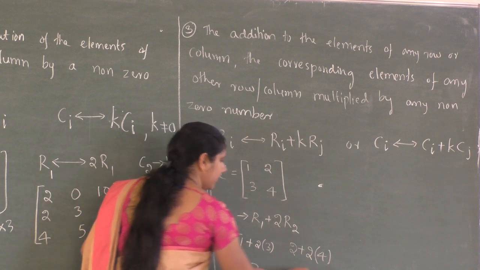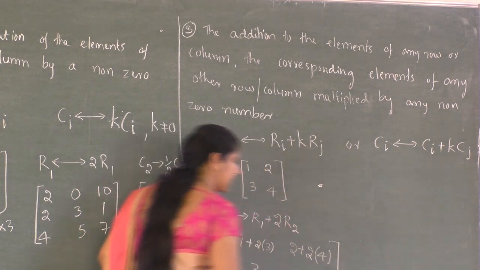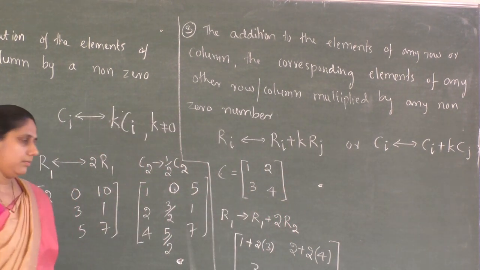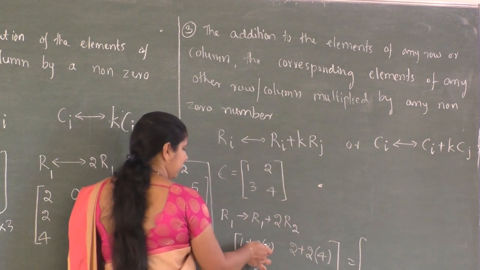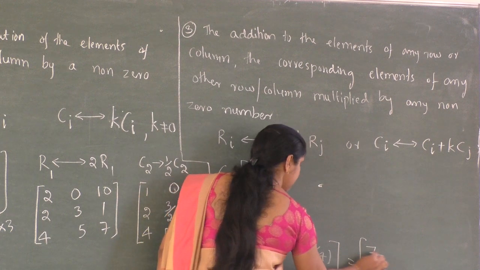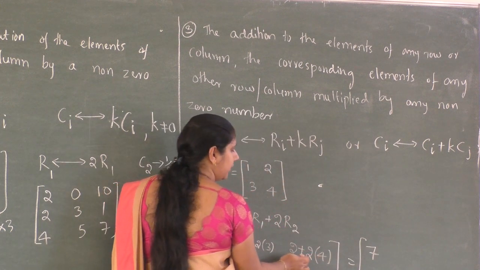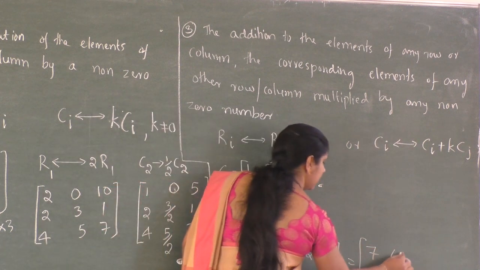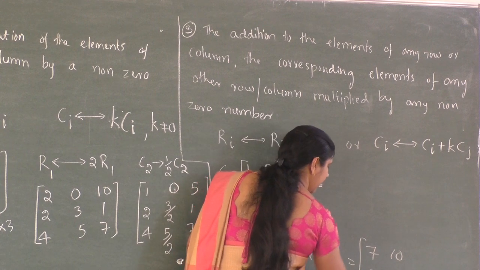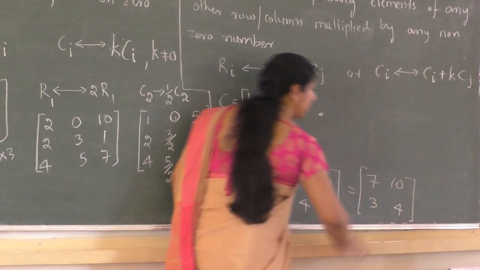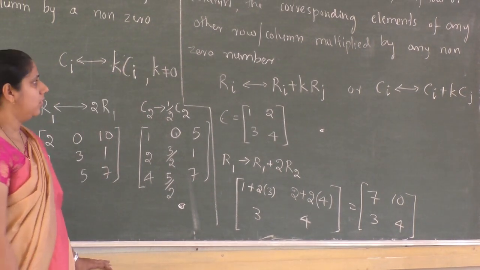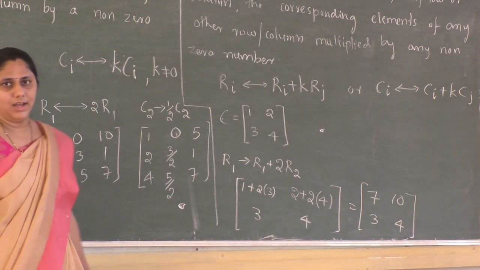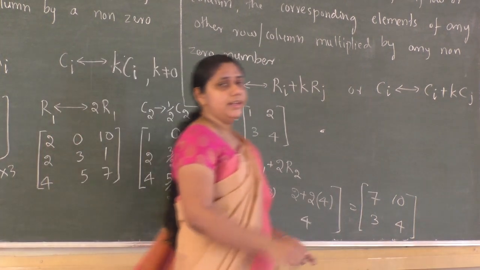The second row as it is. So the resultant matrix is 2 into 3, 6, 6 plus 1, 7. Here 4 into 2, 8 plus 2, 10. And 3, 4. So this is regarding the third. Similarly, we can do the column operation. So these three are the elementary operations.